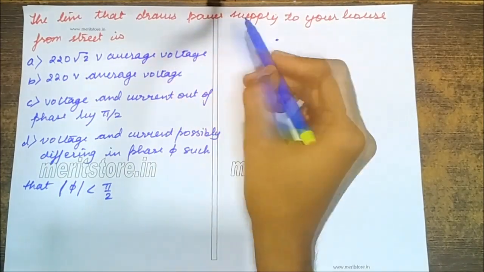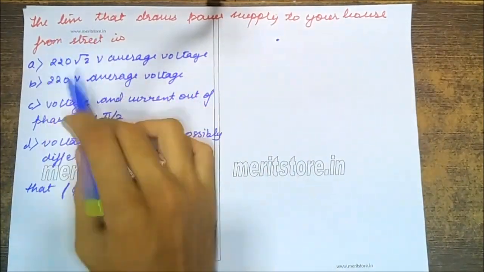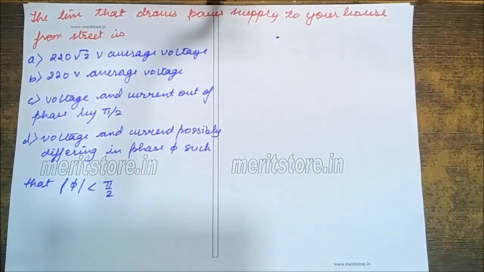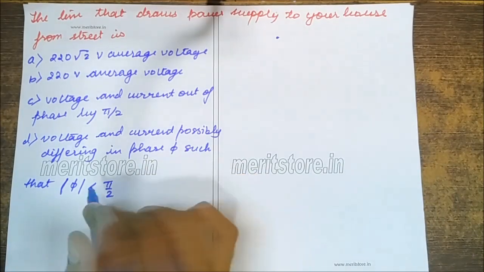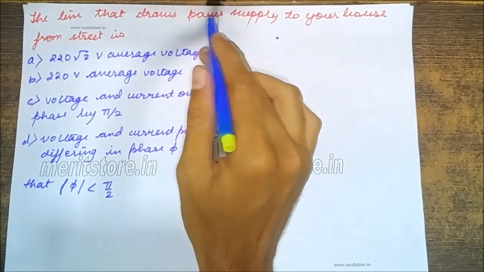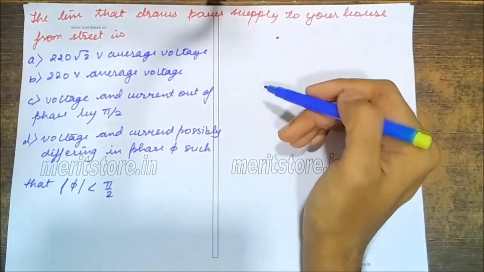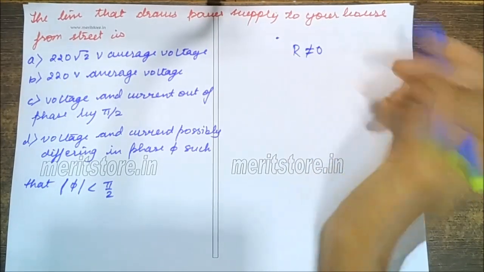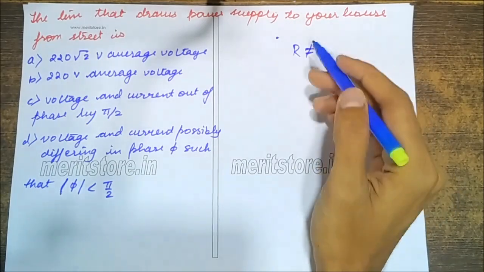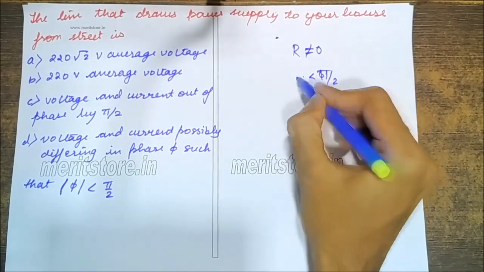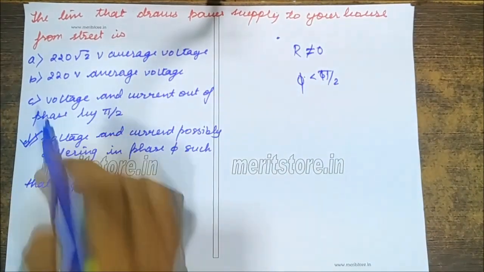The line that draws the power supply to your house from the street: is it 220 root 2 volts average voltage, 220 volts average voltage, do the voltage and the current go out of phase by pi by 2, or do the voltage and the current possibly differ in phase by phi, such that phi is less than pi by 2. So the line that draws power supply to our house from the street basically has some resistance, and such a resistance is not equal to 0. So basically the voltage and the current will differ by a phase that is less than pi by 2. So phi will be less than pi by 2. Here D is the correct option.